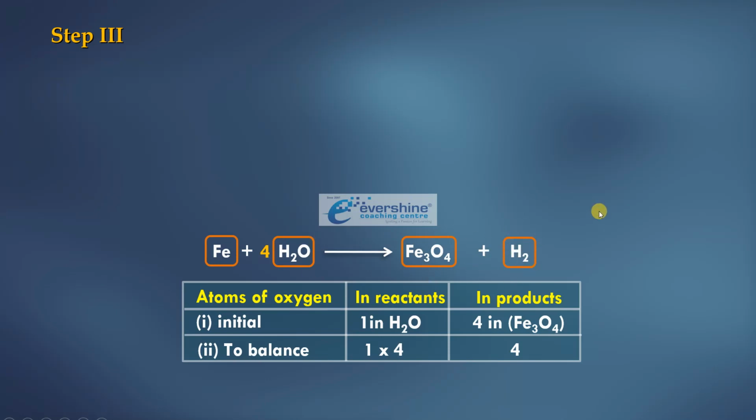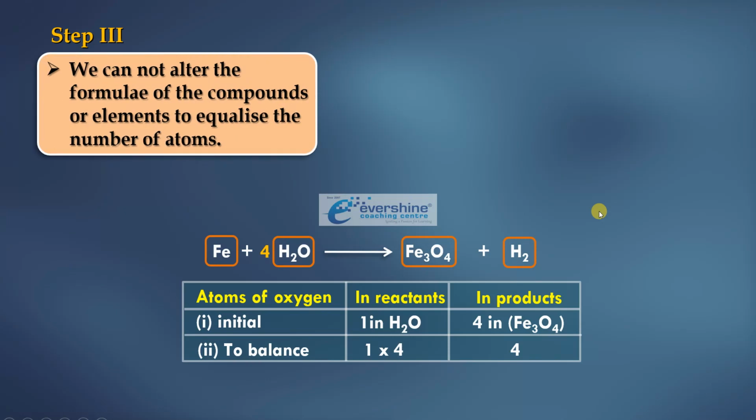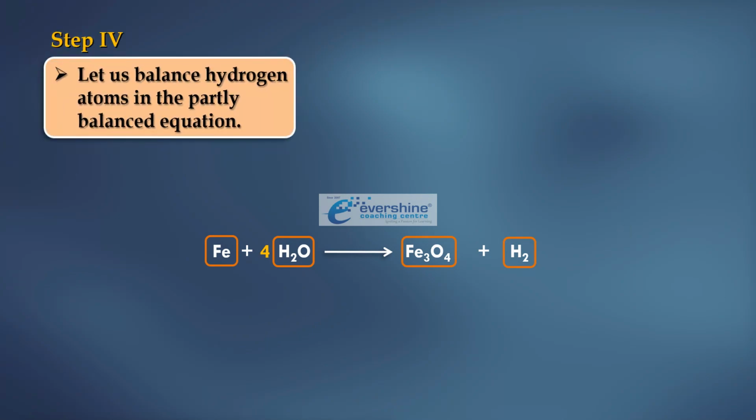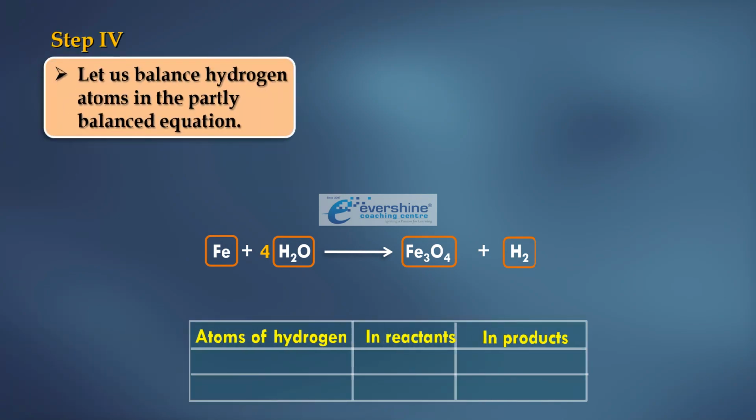Now let's see how to do it. So we cannot alter the formula. The formula remains same. The formula never gets changed. But only we have to change the numbers. Got it? Now partially what we have to do? We have to change hydrogen. Since we have written 4 here, now atoms present in hydrogen is 8 now. Can you see this? 4 into 2 is 8.